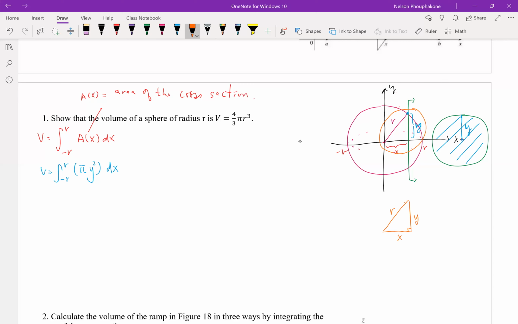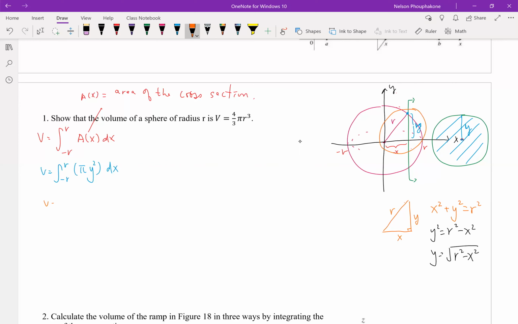Now we know that in this case I have x squared plus y squared equal to r squared. What I would like to have is y depend on x. So basically what I could do here is solve for y. I will have y squared equal to r squared minus x squared, and then y is the square root of r squared minus x squared.